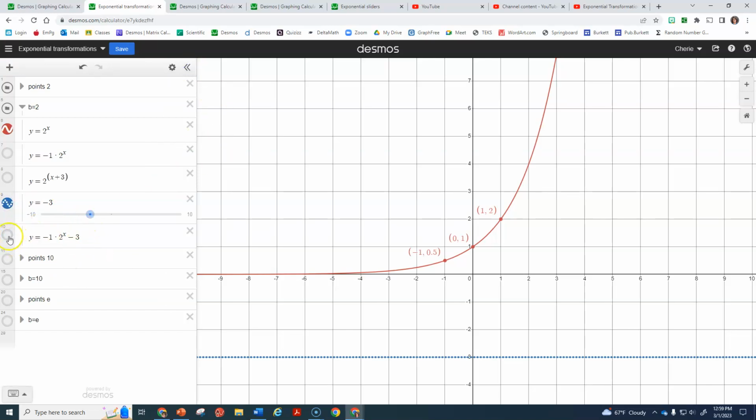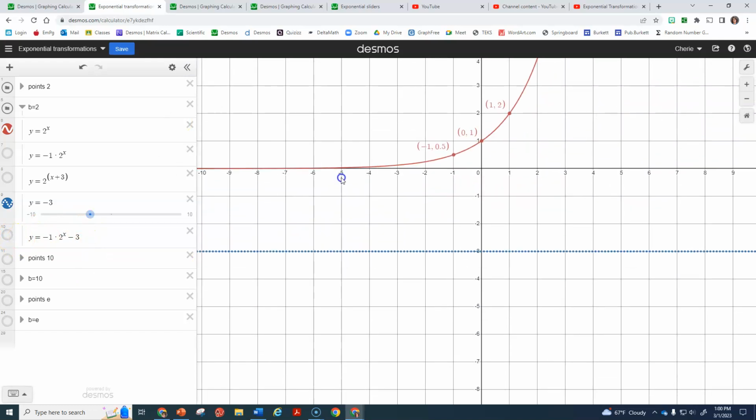And now let's turn this one on. We're expecting it to reflect and then shift. So let's see if that's what we see. Absolutely. It reflected down and then everything shifted down 3. So my range on this one would be different. My range would be -infinity to -3. My domain is still all real numbers. My end behavior on the left side, I'm going to be approaching -3. On the right side, my graph is going to -infinity.